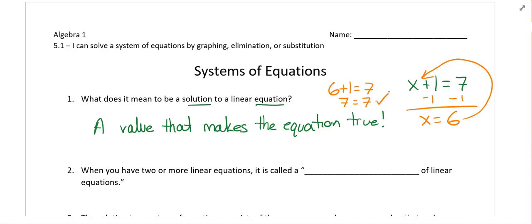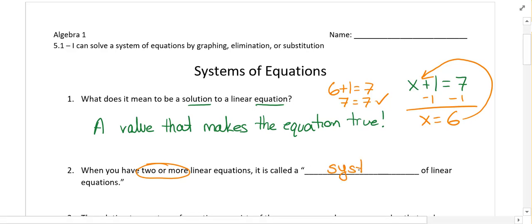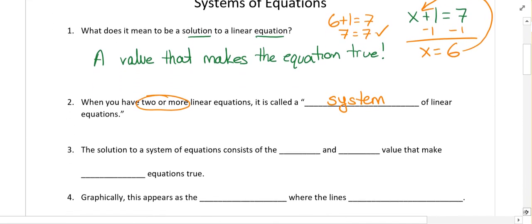So that's going to be the same thing when we look at solutions of systems of linear equations. And all a system of linear equations is, is when you have two or more linear equations that we put together on one graph or look at at one time. And again, that's called a system of linear equations. And we're going to look at them today specifically on a graph. So when you have two or more linear equations together, like we looked at yesterday with the taxi cab driver, that is a system of equations. So the solution to a system of equations consists of the x and y values that make both equations true.